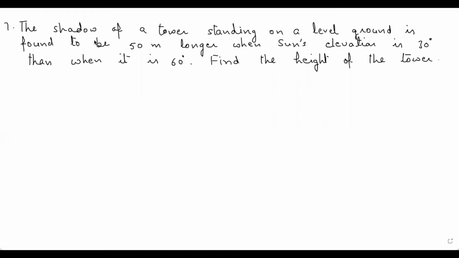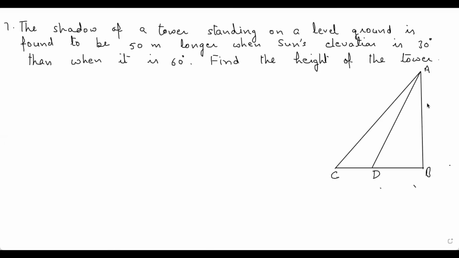Now the seventh question of exercise 8.4 is: the shadow of a tower standing on a level ground is found to be 50 meters longer when sun's elevation is 30 degree than when it is 60 degree. Find the height of the tower. Now the figure of this question is AB is a tower. Let its height be h.